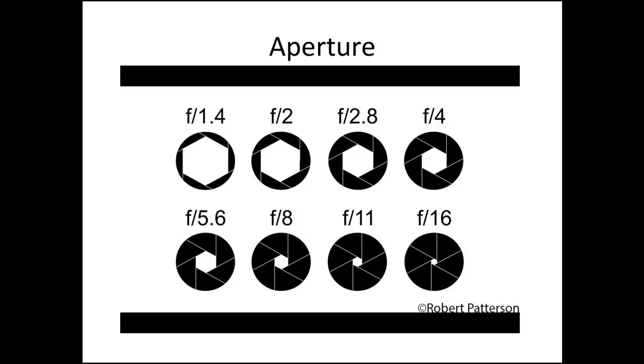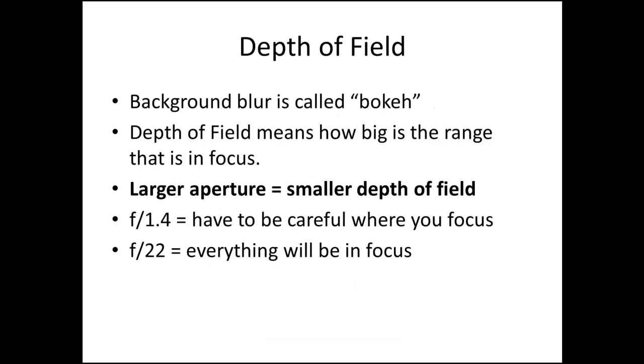Most lenses can open up to about 2.8 or f4. There's some really fast prime lenses that can do f2 or f1.4. And then f16 is a really tiny hole. What does that affect? It affects the depth of field. Again, just breezing through this.